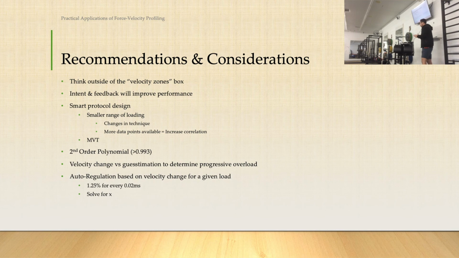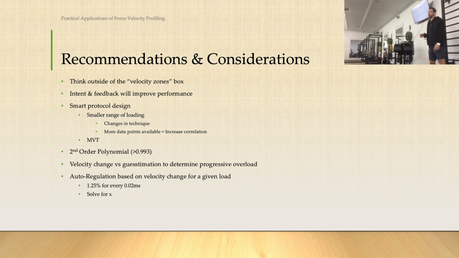Okay, so a couple of recommendations. Just think outside of the velocity zones box, that original one we saw at the start. It is a good guide, but start to think about how you can use it in your programming and potentially make something like this that I've done as well. Intent and feedback will improve performance. So if you're not too worried about the programming, or you are, if you give them enough intent or reason to move the bar quickly through augmented feedback by giving them their velocity after every rep, then more than likely they're going to improve their performance.